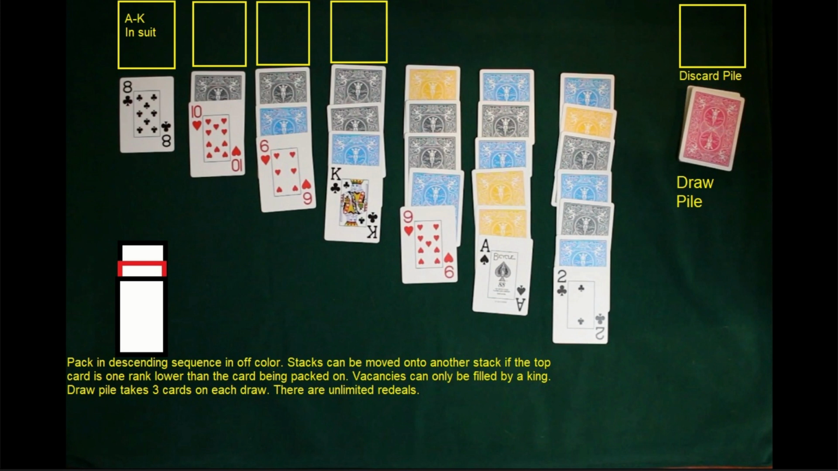You're going to be dealing 3 cards at a time from your draw pile, and you have unlimited redeals, but you must deal 3 at a time unless the cards run out and you have less than 3 in hand. Then you're just going to do with whatever the last card is on your last deal out. Then you're going to turn that deck over and start all over again. That is your redeal. And so that's basically the gist of this game.